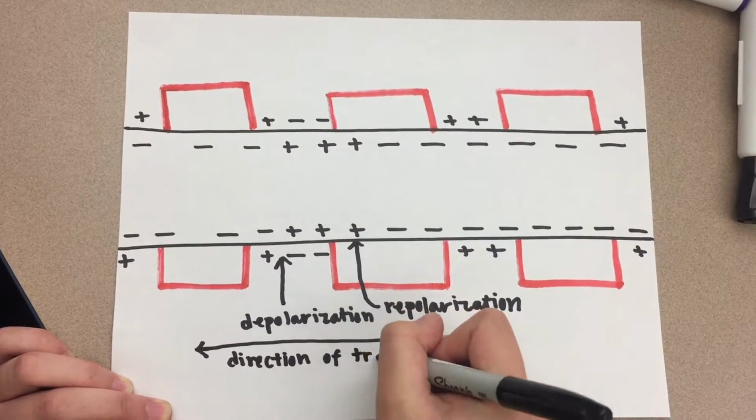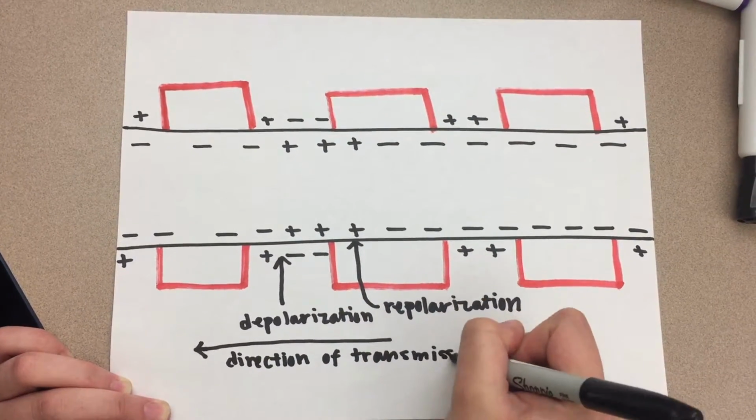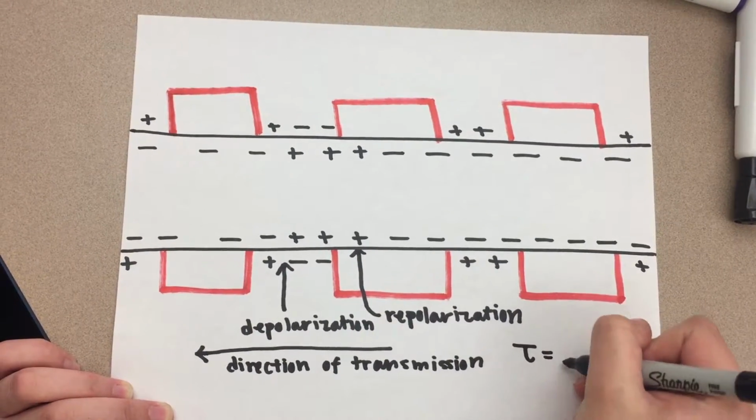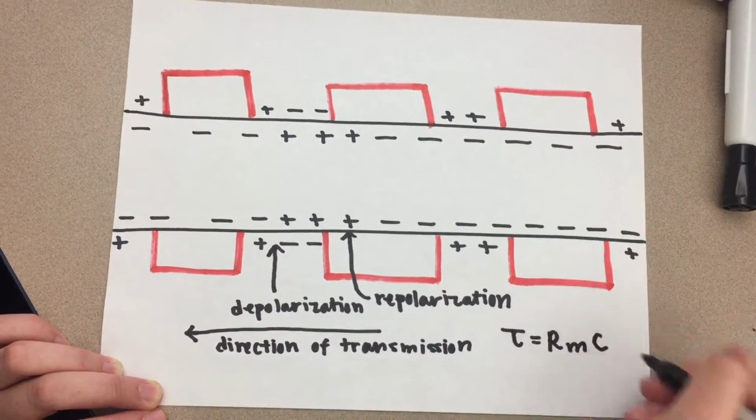The polarization timescale is determined by the time constant equation, where the time constant T equals the resistance of the myelin times the capacitance of the axon membrane.